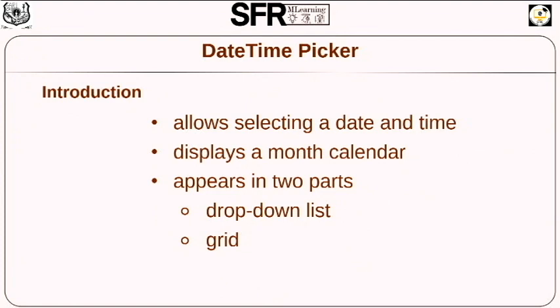When used to represent a date, it appears in two parts. The first one is a drop-down list. In this drop-down list, the date will be represented in the form of a list. Next one is the grid that appears when you click on the down arrow next to the list. The grid looks like the month calendar control, which can be used for selecting multiple dates.